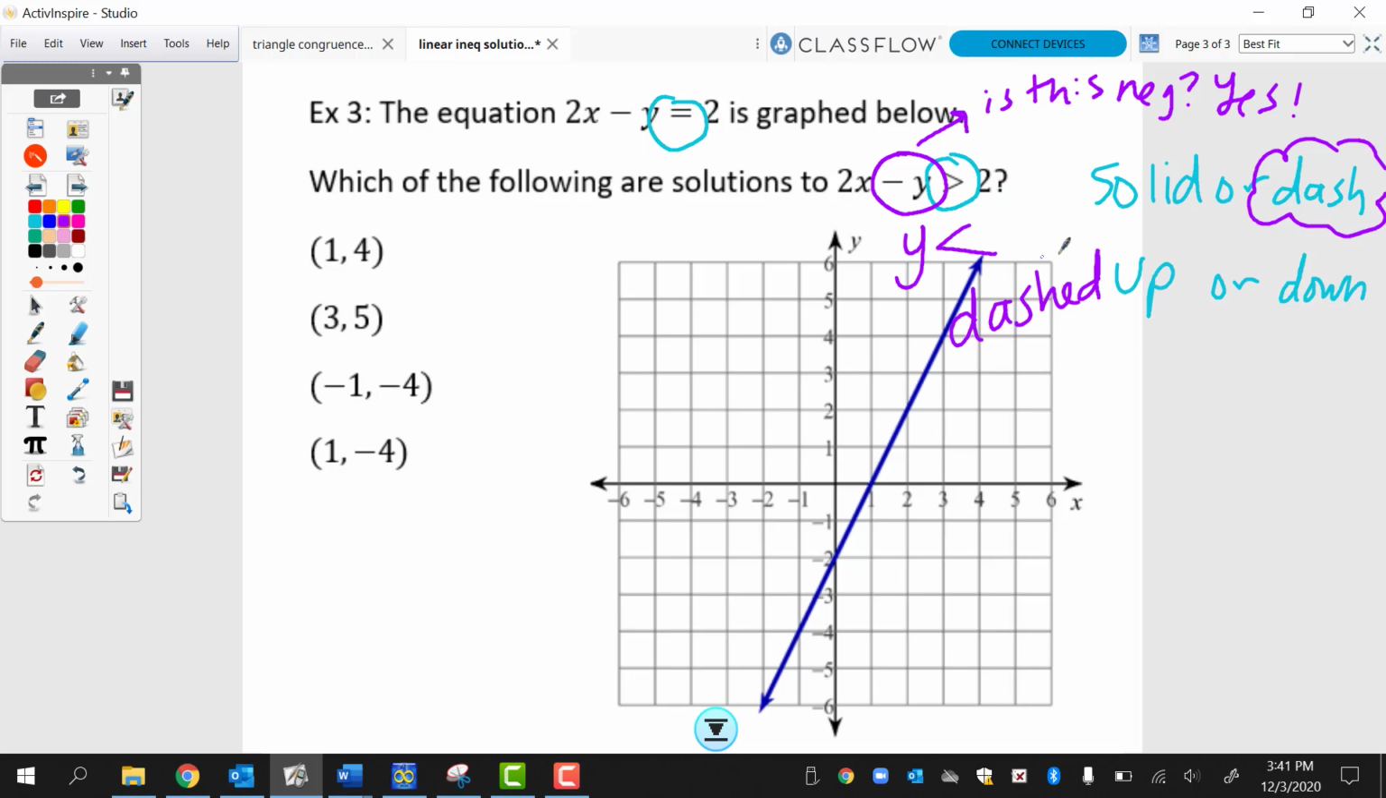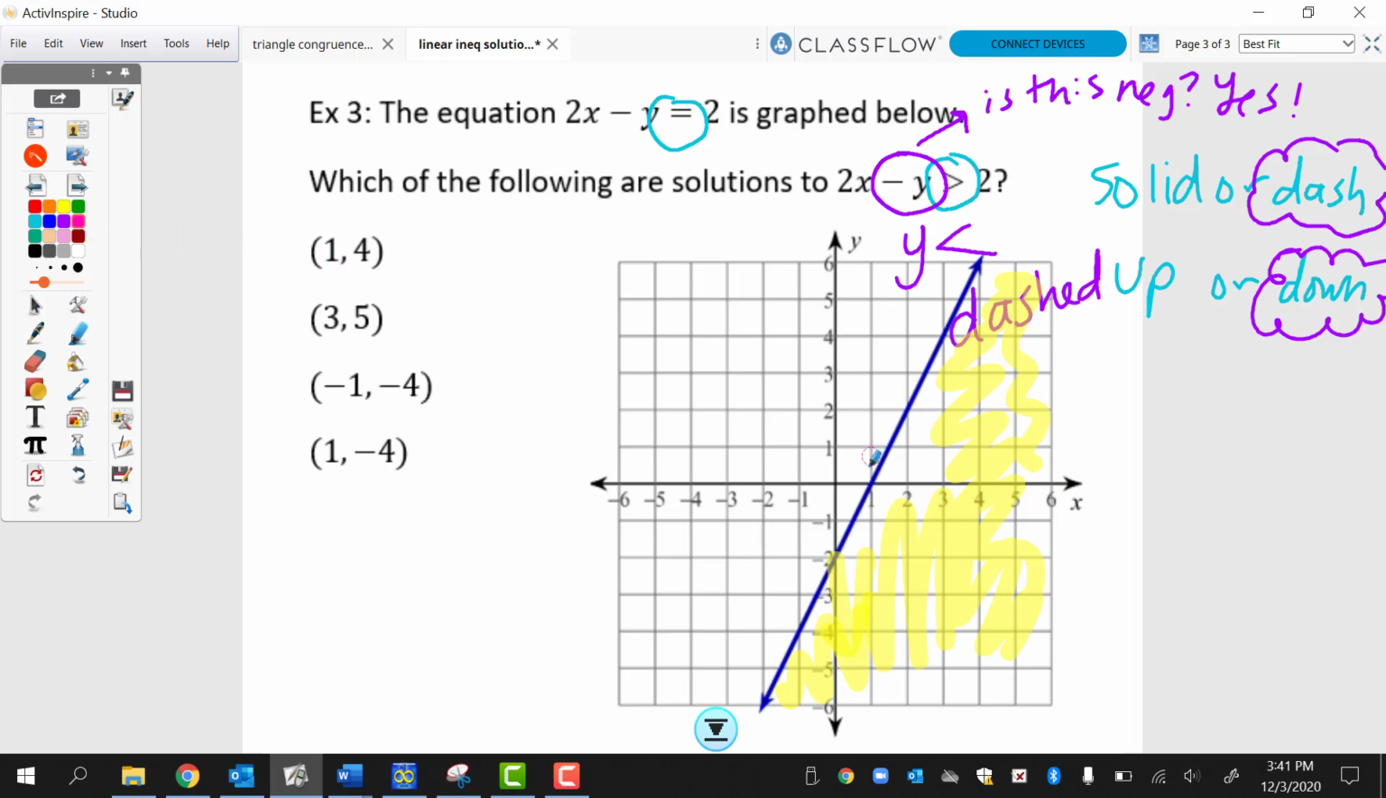And then I see that the mouth is opening to the right side, and I know that means I should be shading down. So I'm going to go ahead and shade down. Here's my y-intercept, pointing down. I should shade this side. Great. Okay, and now I'm still doing the same process. I plot the points on here, and I figure out, is it a solution or not a solution?